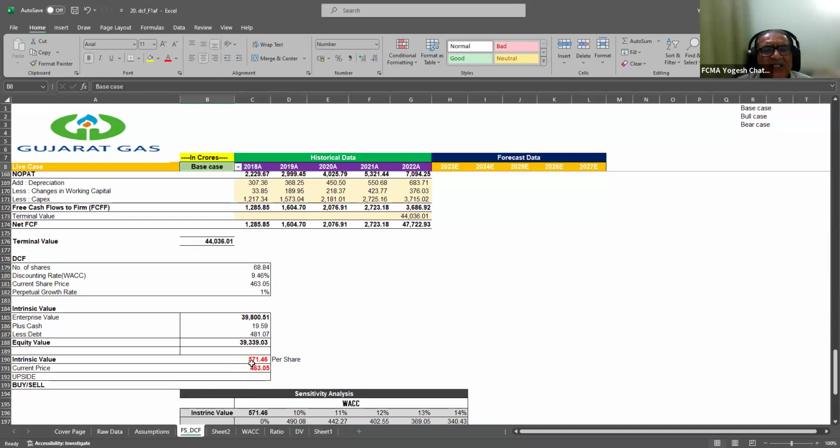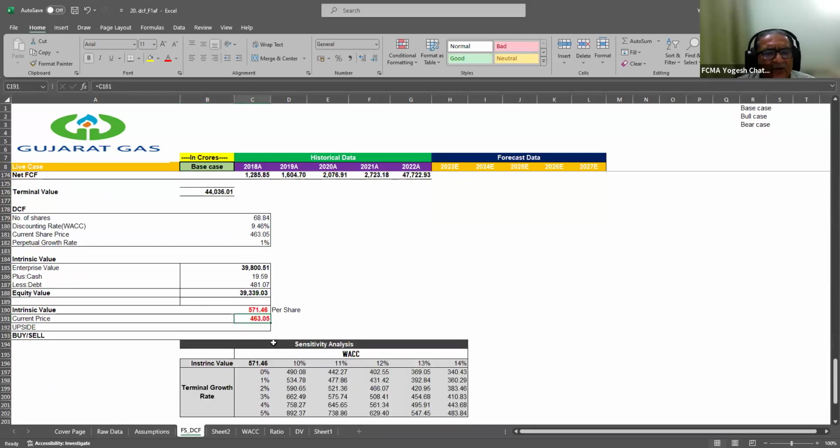Here you can see it is 571. The moment I change this to a bear case, it is 526. And the moment I change this to a bull case, it is 688. So there are three scenarios under which we can project this. And what we can do is sensitivity analysis.